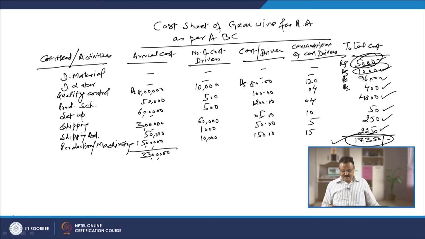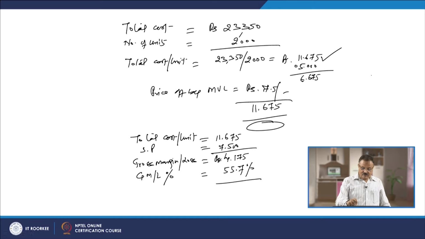So, we have seen here that the indirect cost came up to 17,350. 17,350 is the indirect cost, material cost is 5,000 and the labor cost is 1,000. So, the total cost which we calculated here was 23,350, and how many units are we manufacturing? 2,000 units we are manufacturing. So, the total cost per unit worked out as 11.675, and the old cost was 6.675.